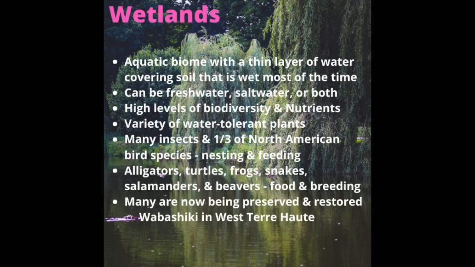In these areas, you're going to find very high levels of biodiversity, which means a variety of living things, and also really rich nutrients. Because there's so much water in the soil and a lot of plant life, there's going to be a lot of nutrients. In wetlands, they have a variety of water-tolerant plants, and they also have a lot of insects.